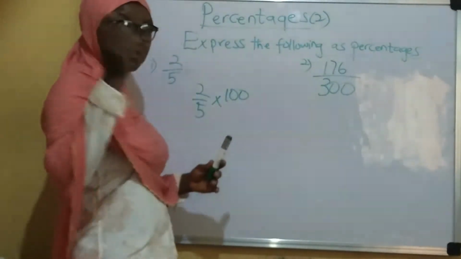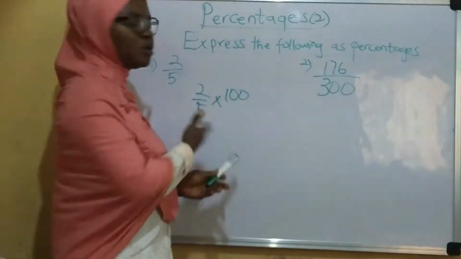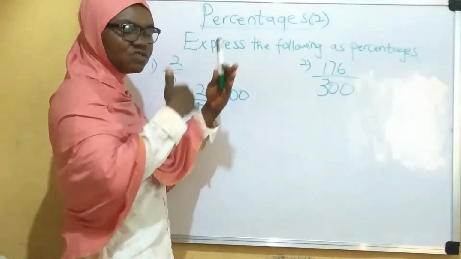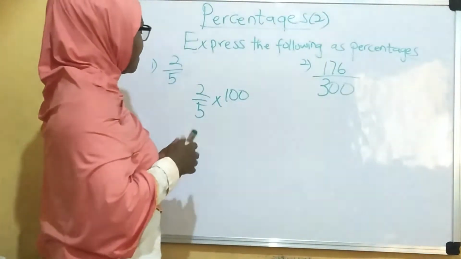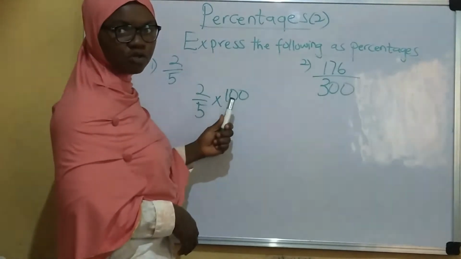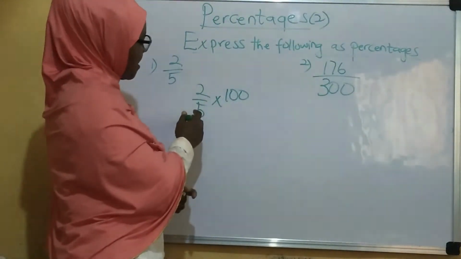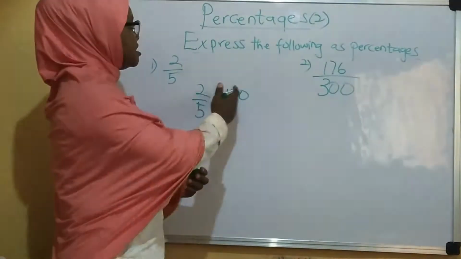Usually what we do, if you remember vividly from our previous lesson where we did multiplication of fractions, is look at the numerator and denominator and see any divisor that is going to divide both of them, or that will divide one another. Based on that understanding, I have 2 over 5 multiplied by 100. I know that 2 cannot divide 5, but 5 and 100 have a divisor. 5 can actually divide this.